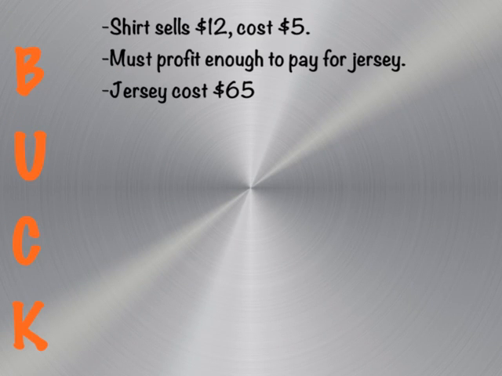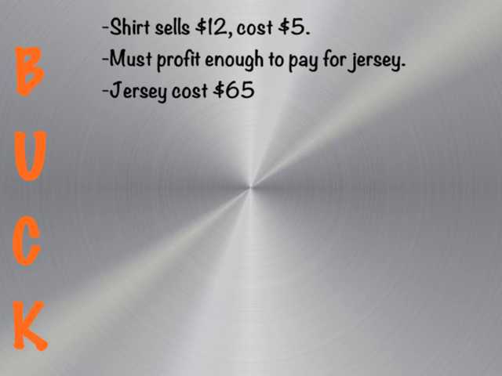Okay, so to summarize the information we got from following the 4 steps of the buck strategy, first we know that shirts sell for $12 but cost $5. You must profit enough to pay for your jersey, and jerseys cost $65. So now we need to figure out, well, we know we need to profit enough for the jersey, and we said profit is how much money you make from selling something.